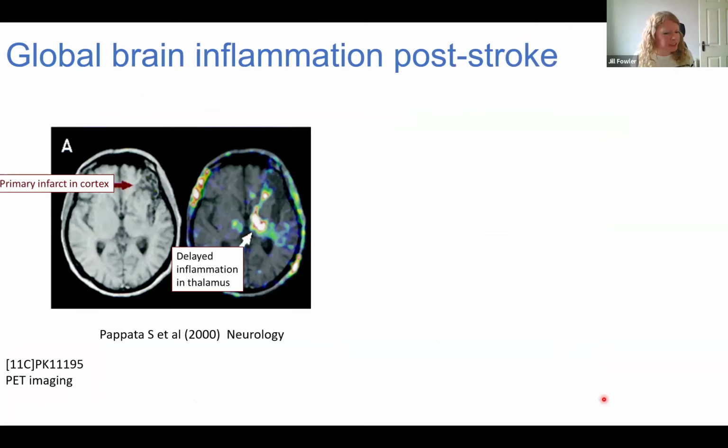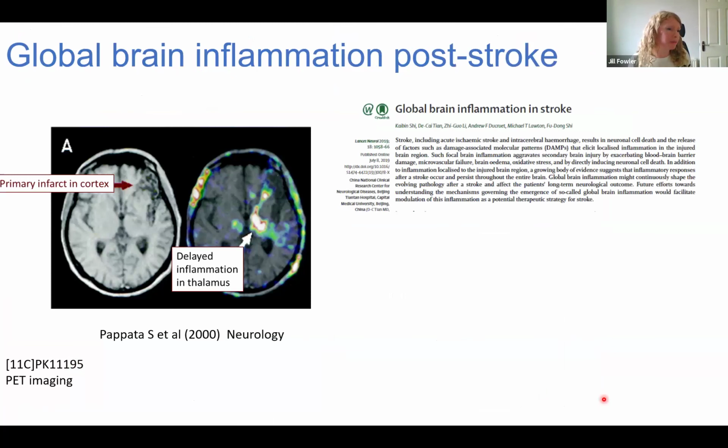So as we started to become interested in these changes we were seeing remotely after a stroke, a review was published in Lancet Neurology a couple of years ago, which brought together a number of different lines of evidence and called these changes global brain inflammation. So they brought together clinical imaging studies, such as the PET imaging study I've highlighted in this slide here. So here we can see images from an individual 28 days after a stroke. So they've had an infarct in the cortex.